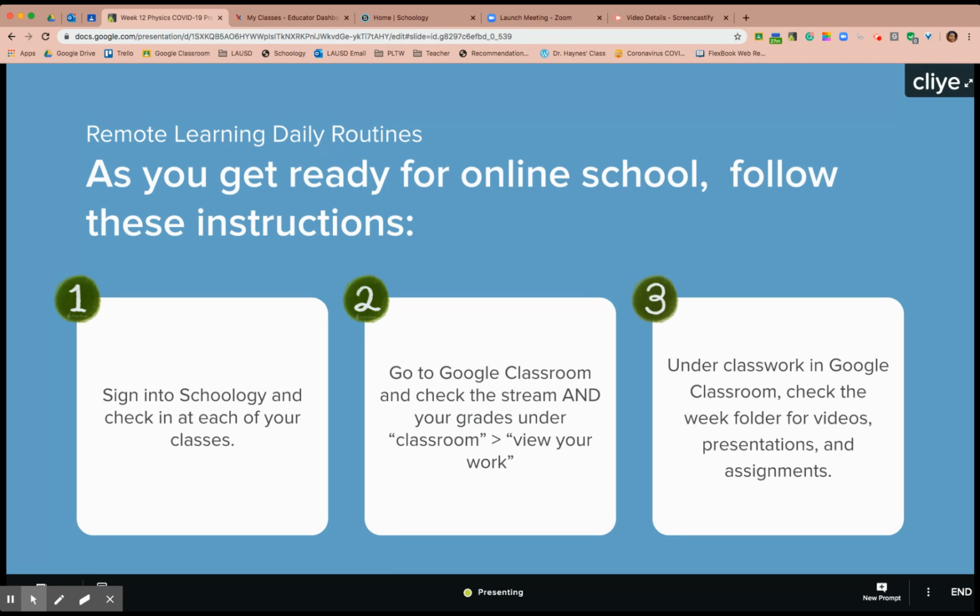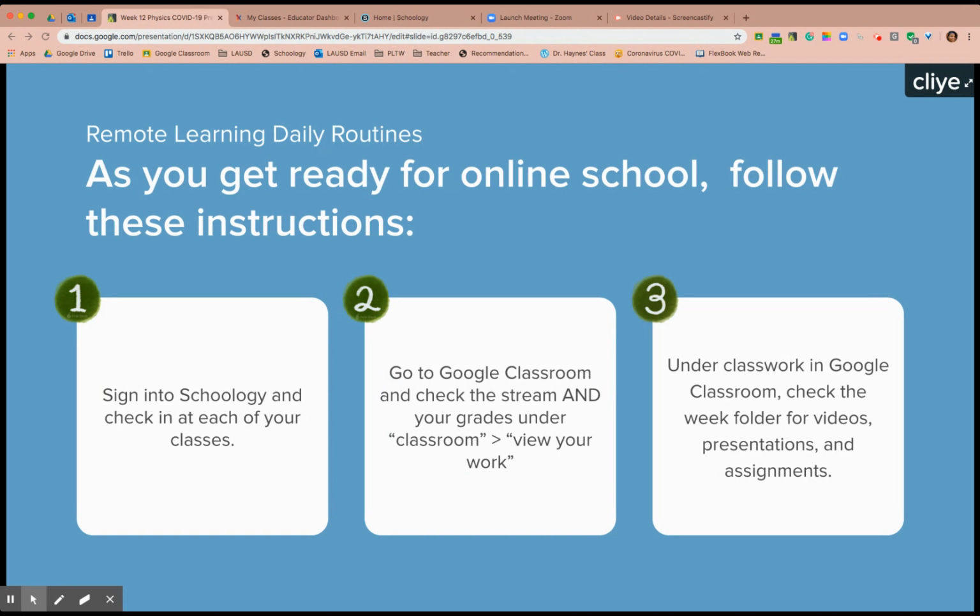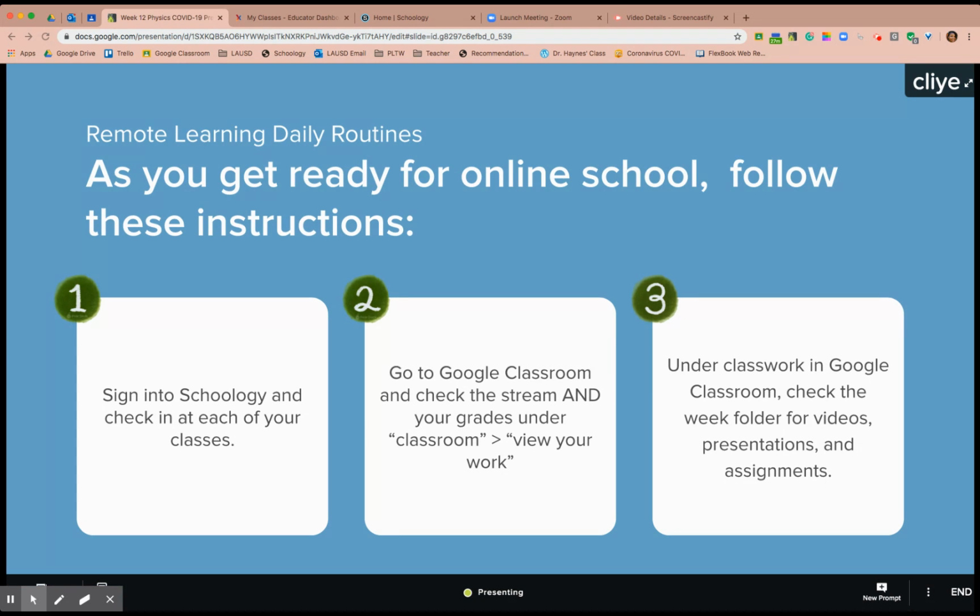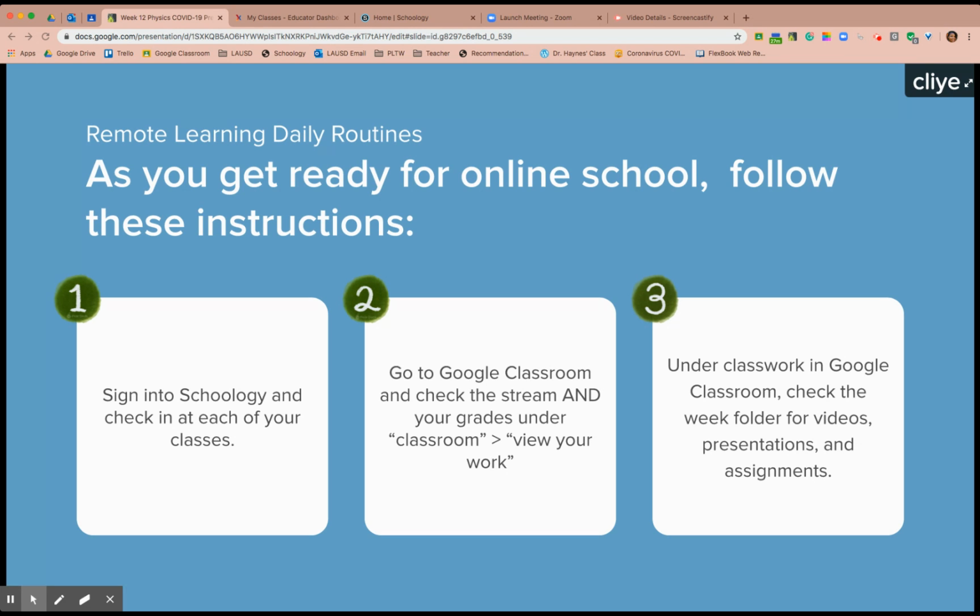Just wanted to give you guys a quick step-by-step process for your daily times of logging on to the computer for school each day. Make sure you sign into Schoology each day and check in at each of your classes. For my class, you should see a Google form where you can just write your first and last name, and that will count as your attendance for the day.